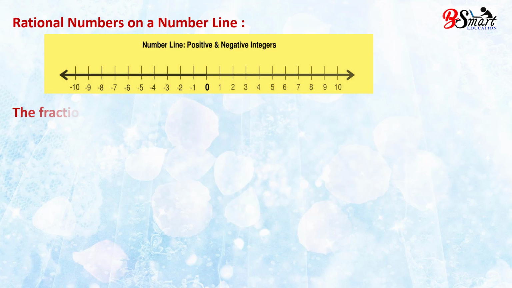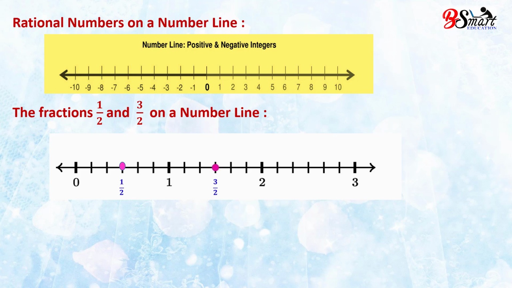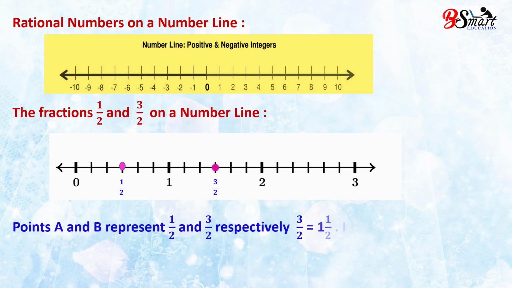Let us consider the fractions 1 by 2 and 3 by 2 on a number line. On a number line, points A and B represent 1 by 2 and 3 by 2 respectively. 3 by 2, that is one integer 1 by 2, lies between 1 and 2.